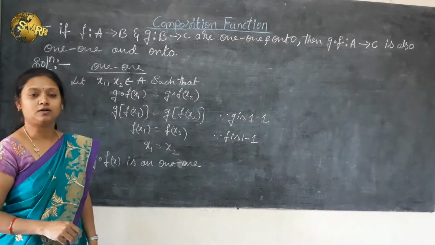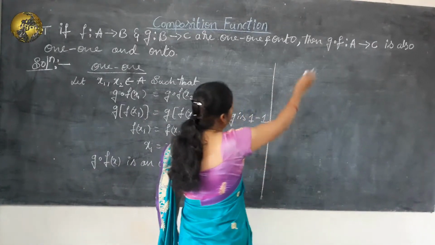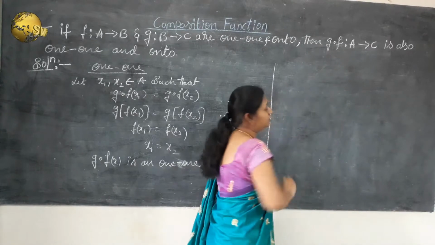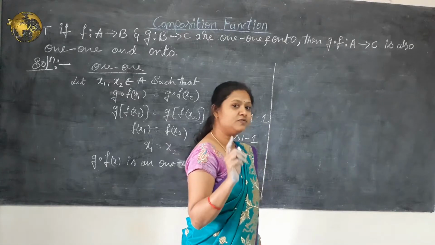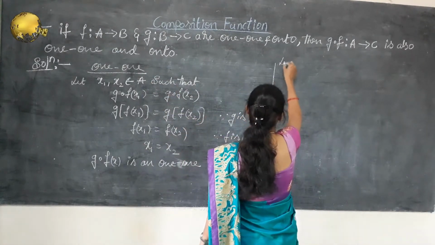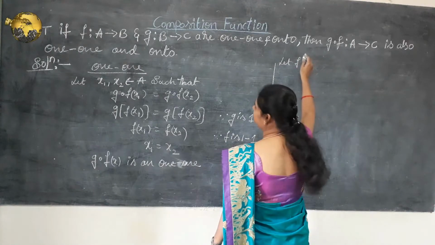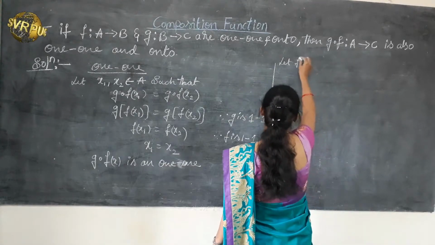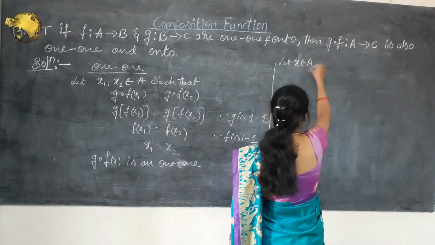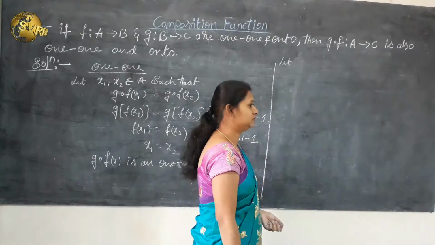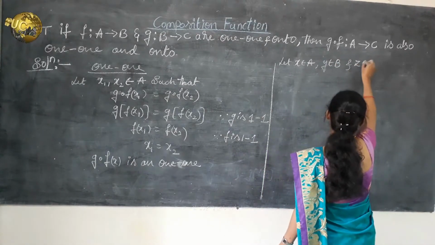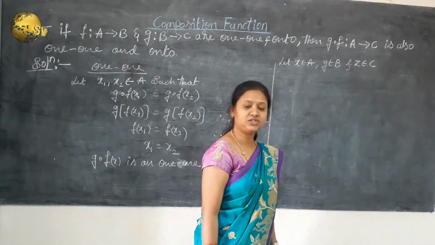Let us see whether it satisfies onto or not. It is given that f is onto and g is onto. I have to prove that g composition f is also onto. As usual, let us start with the same procedure. Initially, I will consider the terms in each set: let x belong to set A, y belong to set B, and z belong to set C.